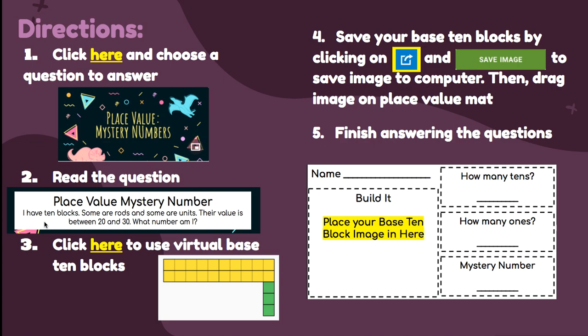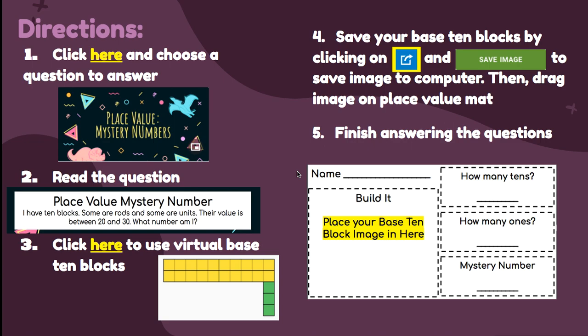Now what you're going to do is then you're going to click on this yellow here word, and you're going to use virtual base 10 blocks since we are teaching and you guys are learning virtually, and I'll show you that in a second. You're going to try to figure out what the number is using the base 10 blocks, and then you're going to save your base 10 blocks by clicking on this button on the website, which is share, and then on this button which says save image to save your image to your computer. Then you're going to drag it on the place value mat here. If you need help, your parents can help you, and we can also try to help you.